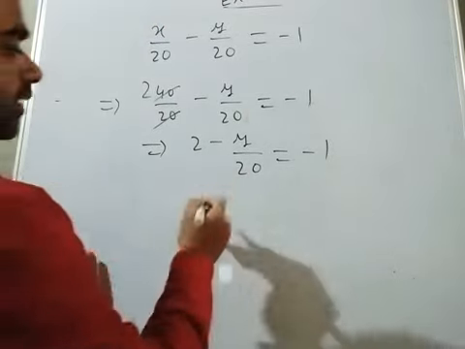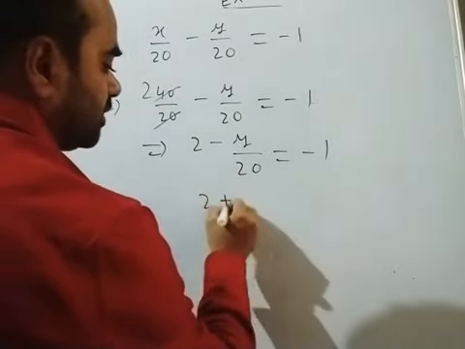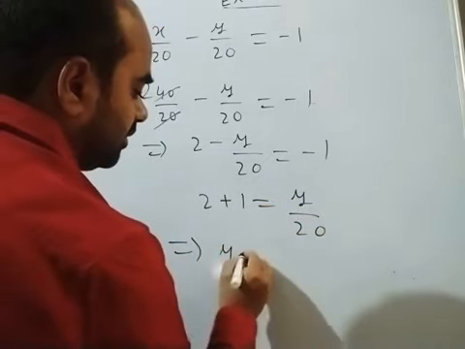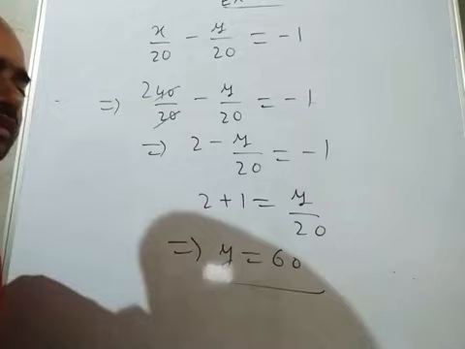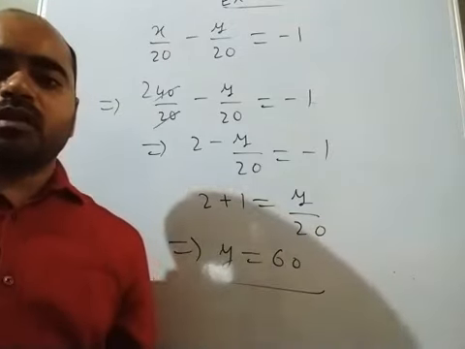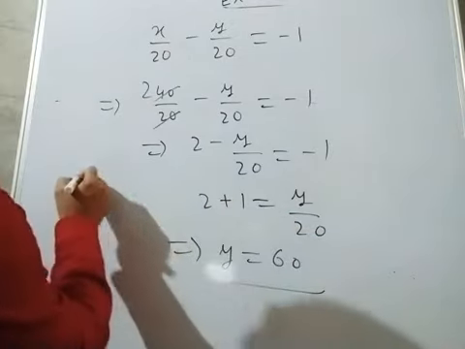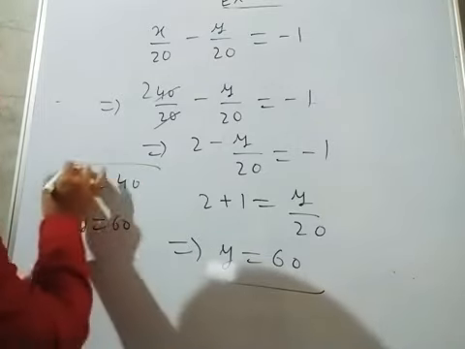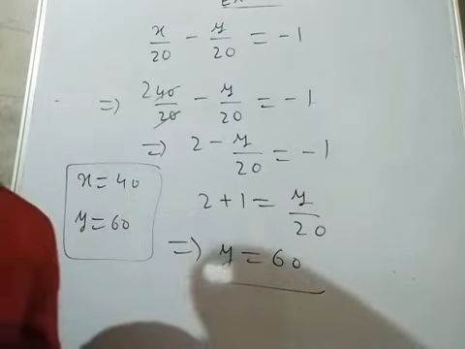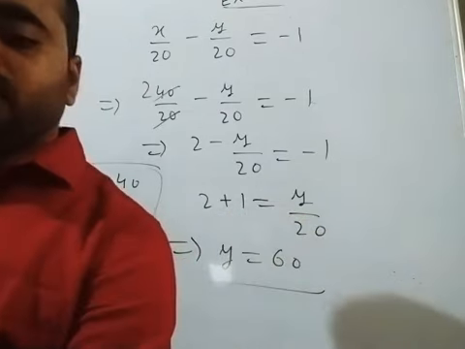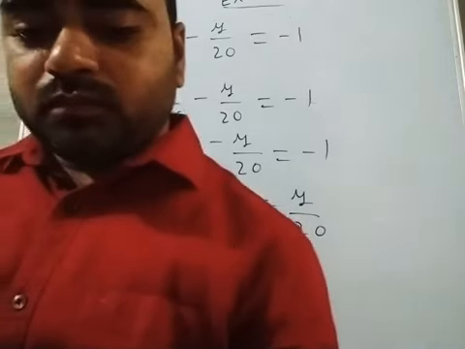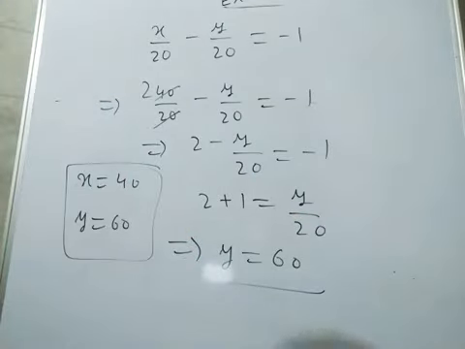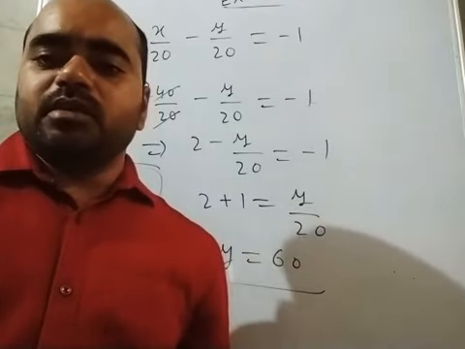Then after transposing we can write 2 plus 1 is equal to y by 20. It means y will be 60. That is the solution. It means x is 40 and y is 60. This is the solution. Correct? 40 and 60. Clear? Elimination method.